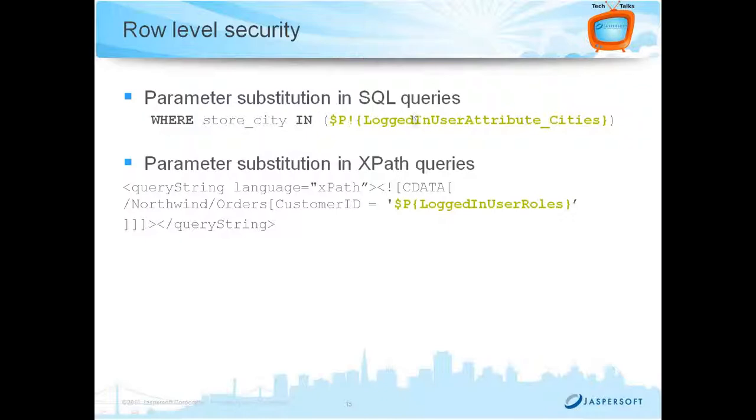So here you can make parameter substitution in an SQL query. So this example, for example, will tell you, if you have the field store city, that maybe you want to use an attribute instead of the tenant ID. So the advantage of the attributes is that you can have multiple values on them.